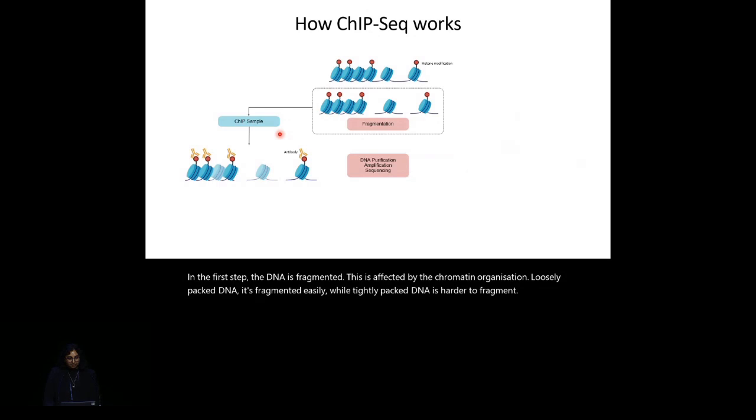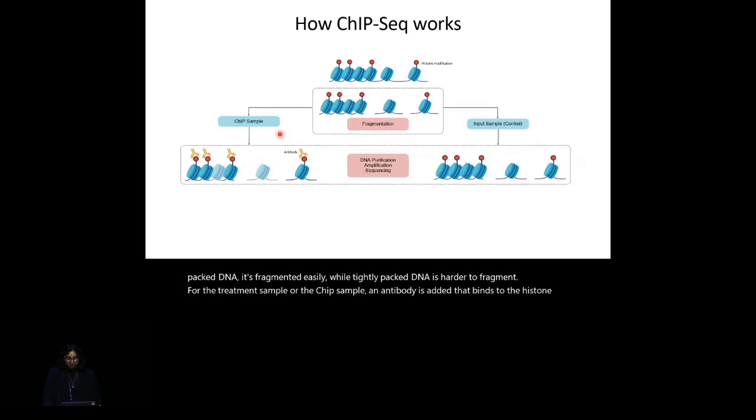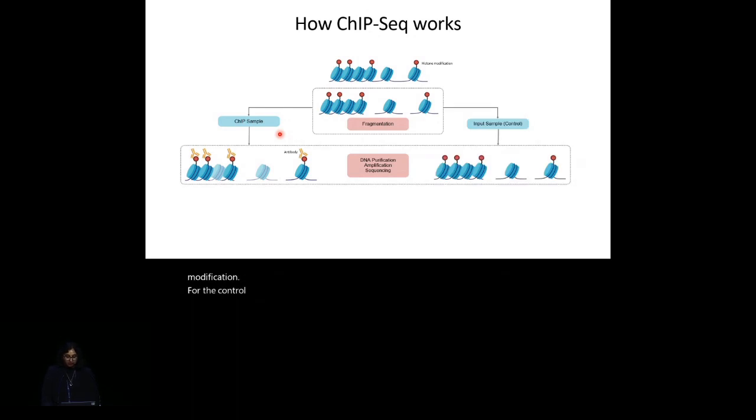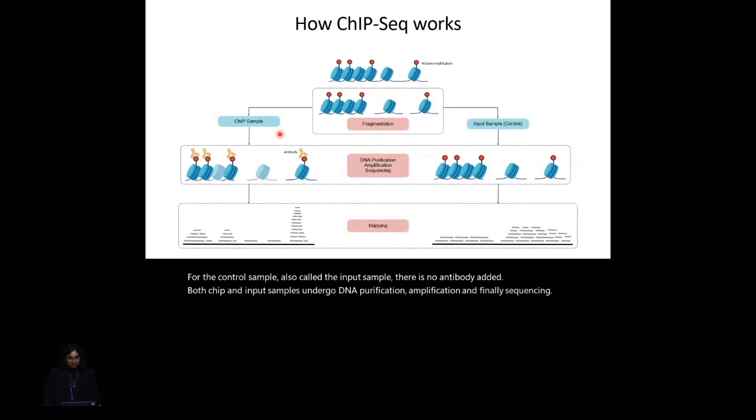For the treatment sample or the ChIP sample, an antibody is added that binds to the histone modification. For the control sample, also called the input sample, there is no antibody added. Both ChIP and input samples undergo DNA purification, amplification, and finally sequencing. Lastly, the respective reads are mapped to the reference genome.